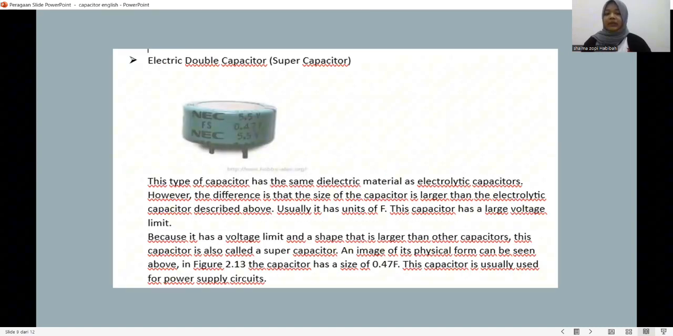And then electric double layer capacitor or supercapacitor. This type of capacitor has the same dielectric material as an electrolytic capacitor. However, the difference is the size of the capacitor is larger than the electrolytic capacitor described above. Usually, it has units of farads. This capacitor has a large voltage limit and a shape that is larger than other capacitors. This capacitor is also called a supercapacitor. An image of its physical form can be seen above. In figure 2.13, the capacitor has a size of 0.47 F. This capacitor is usually used for power supply circuits.